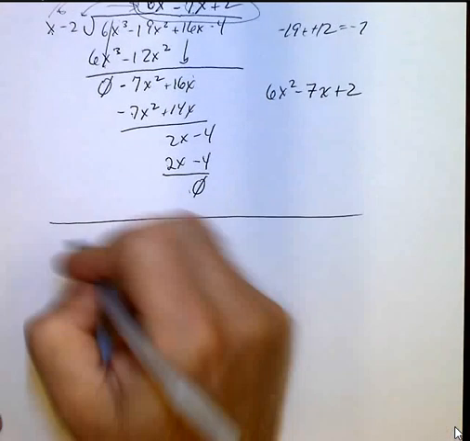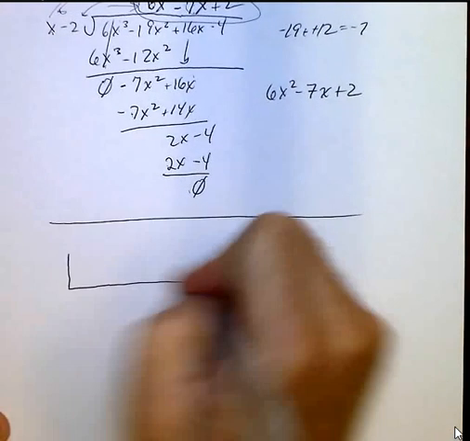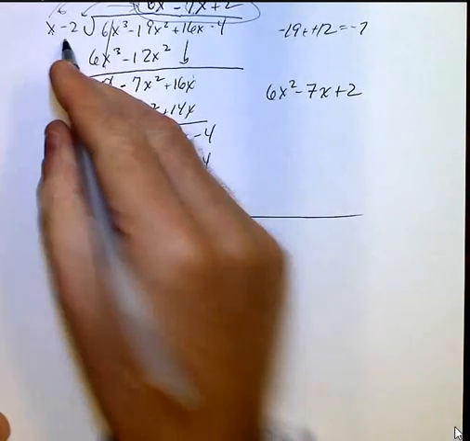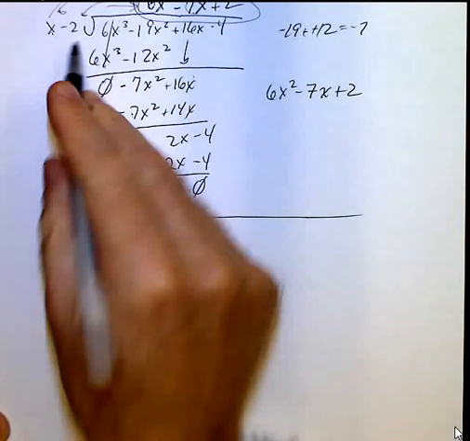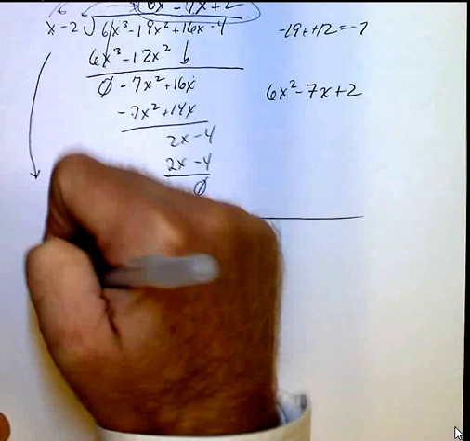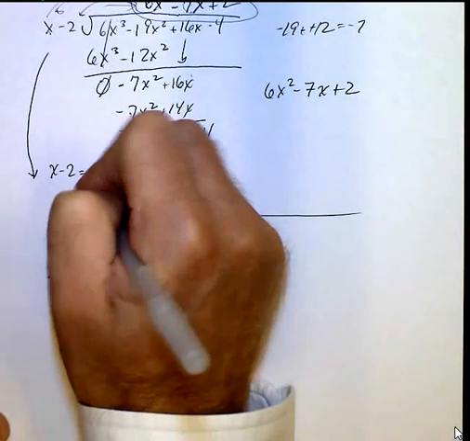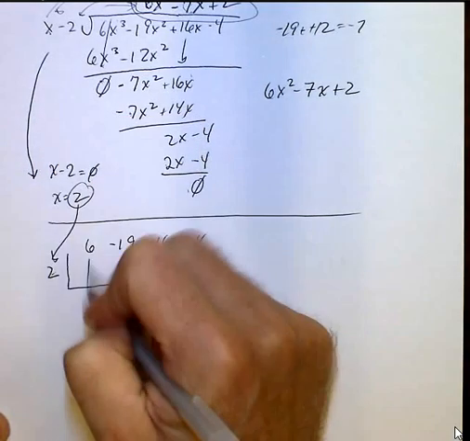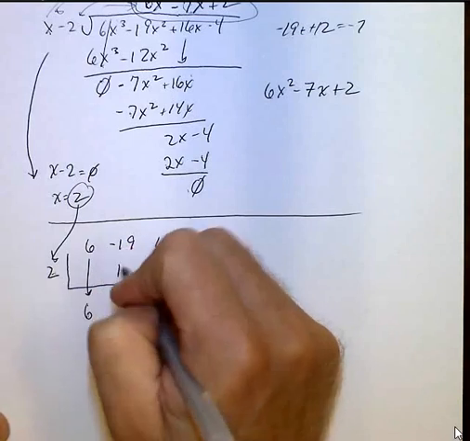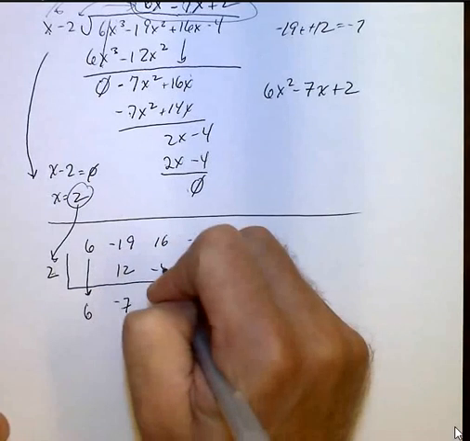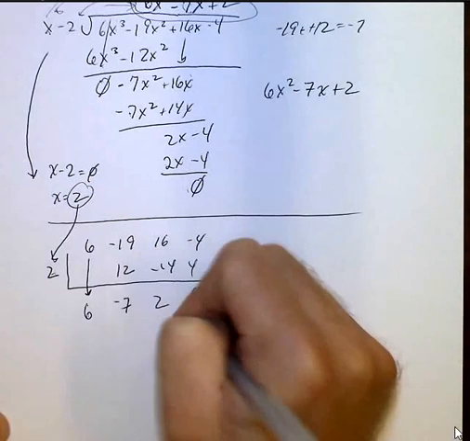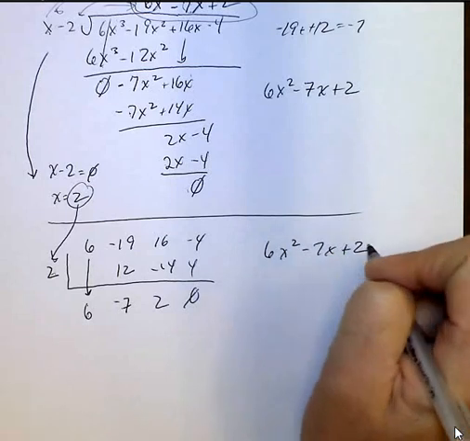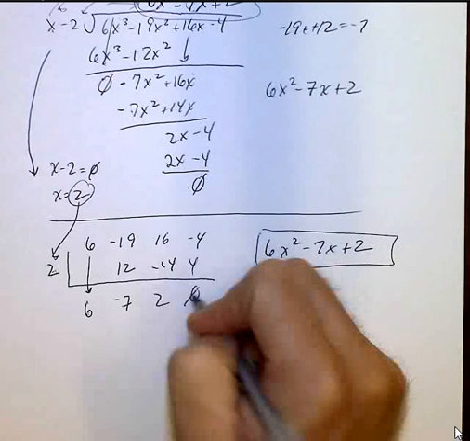Now I could have done this synthetically. If I did it synthetically, okay, I put the coefficients. I'm dividing by x minus 2, so I put 2 here. Not the factor x minus 2, but positive 2, because you're essentially putting the 0 here. How do I find the 0? I said x minus 2 equals 0, x equals 2. That's what goes there. Synthetically, I drop the 6. I multiply, I add. I multiply, I add. And I wind up with 6x squared minus 7x plus 2. Alright, no remainder, same answer.